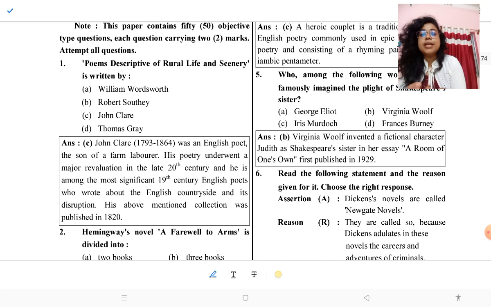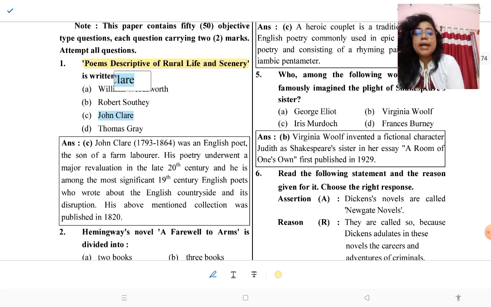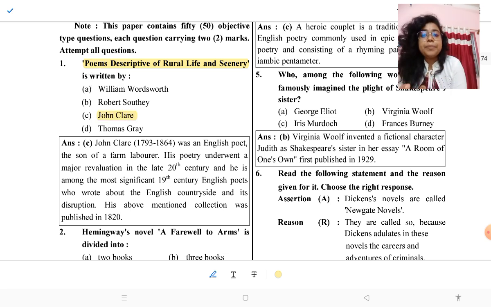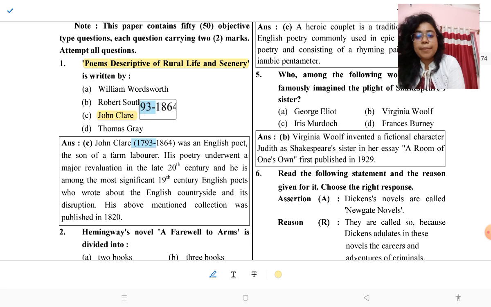Our first question is: poems descriptive of rural life and scenery is written by. It was written by John Clare. So let's know more about John Clare. He was born in 1793 and died in 1864. He was an English poet, the son of a farm laborer.